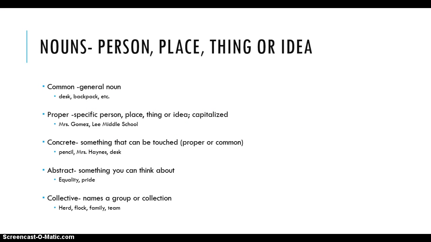The first one we're going to talk about is a noun, and we all know that it is a person, place, thing, or idea. And just to review, there are 5 different types of nouns: your common noun, your proper noun, your concrete, your abstract, and your collective nouns.